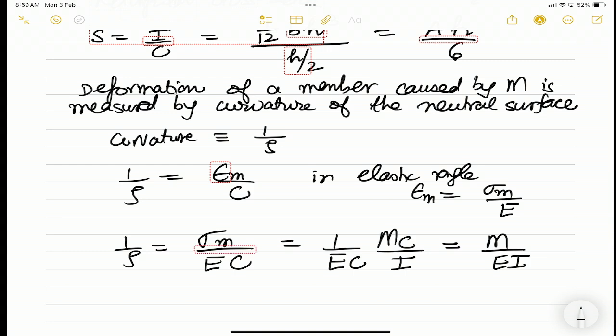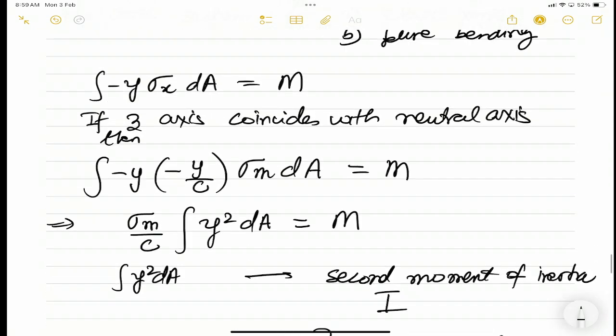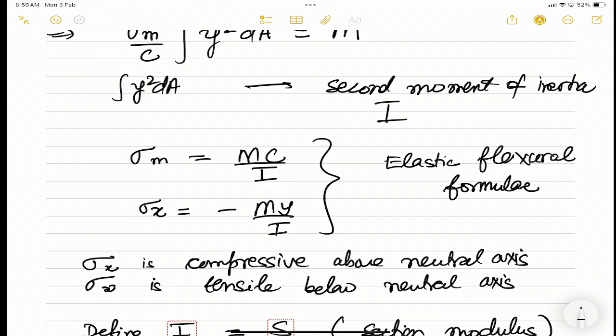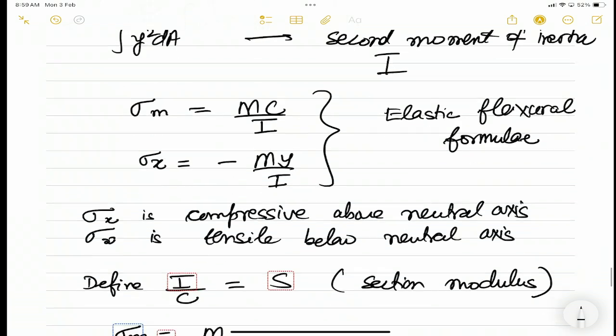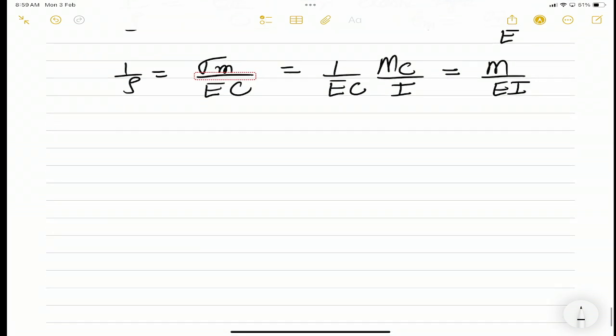So basically, if we look at the formulas, there are three formulas. Two are these flexural formulas which tell you how sigma goes with M and I. Sigma m is equal to Mc upon I. Sigma x is equal to minus My upon I. And the third thing which we have is 1 over rho is equal to M upon EI. With these, we can solve most of the problems.